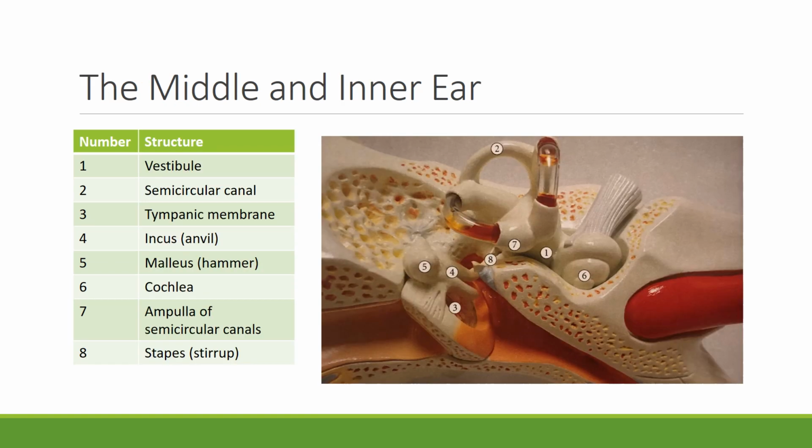Here we're going to focus on the parts of the middle and inner ear. In this model, number 1 is the vestibule. Number 2, the semicircular canal. Number 3, the tympanic membrane. Number 4, the incus or anvil. Number 5, the malleus or hammer. Number 6 is the cochlea. Number 7 is the ampulla of the semicircular canals. And number 8 is the stapes or stirrup.